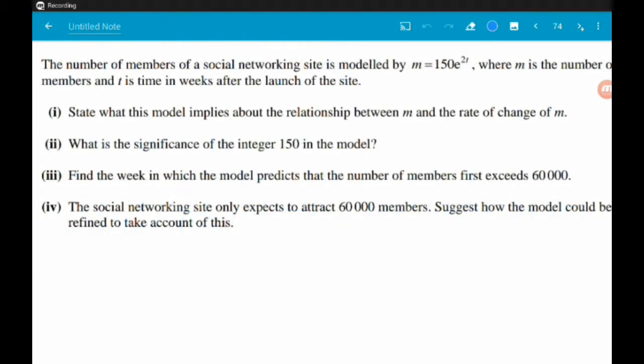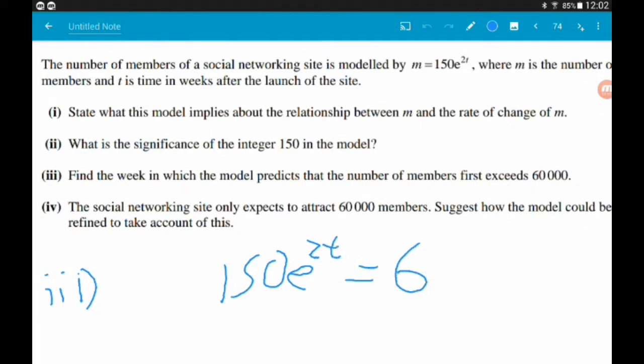Part 3 is asking us to find the week in which the model predicts that the number of members first exceeds 60,000. With these, we set our model equal to 60,000 and then solve for t. Why do we set it equal? Well, as soon as it is equal to 60,000, because it's growing exponentially, right after that it's going to be above 60,000. So 150 e to the power 2t equals 60,000.